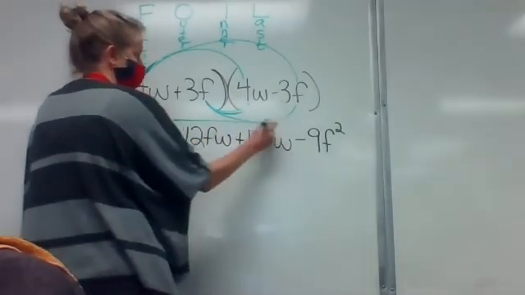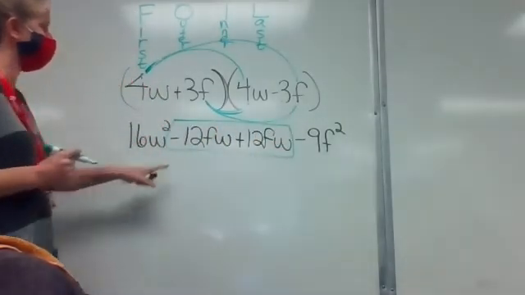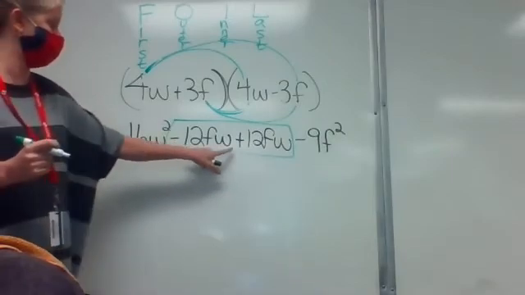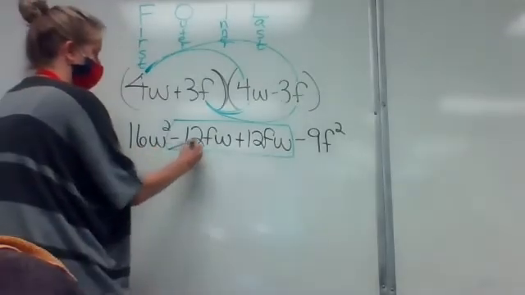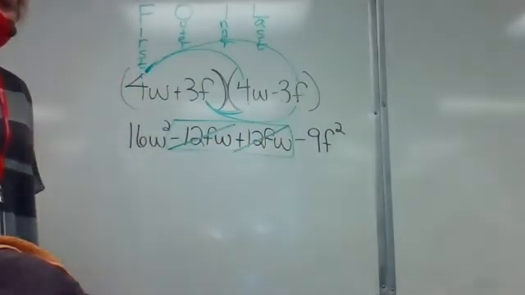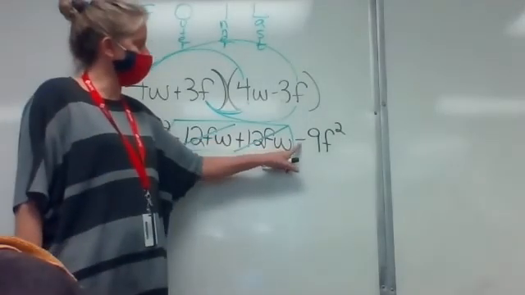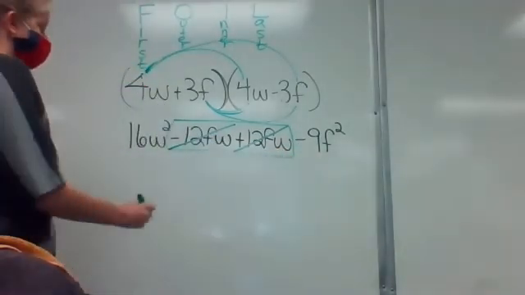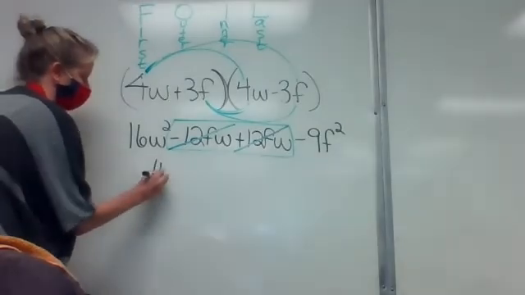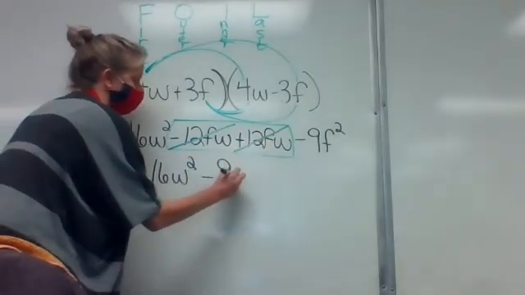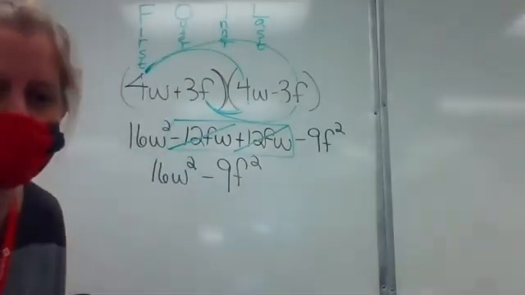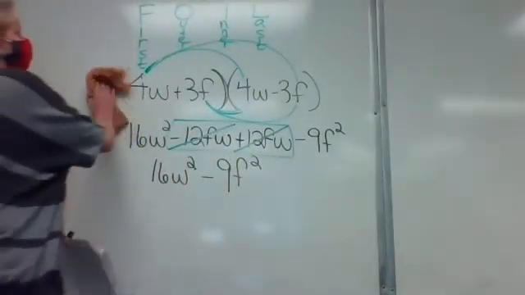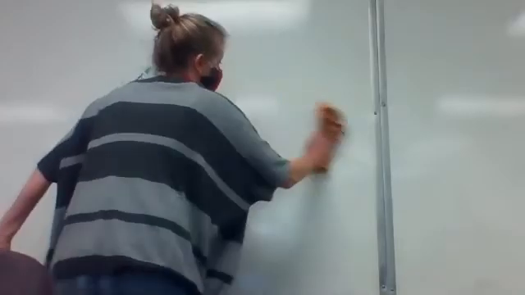Now this one's a special case because since they are like terms, that means I do put them together. And this is negative 12 FWs and positive 12 FWs. Negative 12 plus 12 is nothing, which means these cancel each other out all the way. And then I have the minus 9F squared. So your answer is just what is left, which is the 16W squared minus the 9F squared. Okay, so that's what the FOIL is going to be. All right, the last three are some more FOIL. First, outer, inner, last.